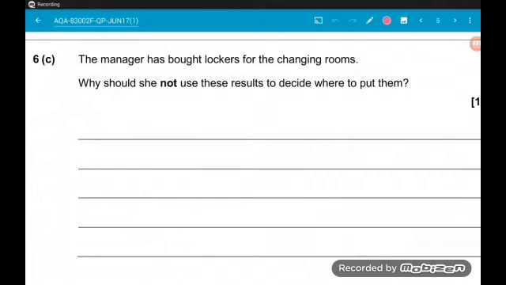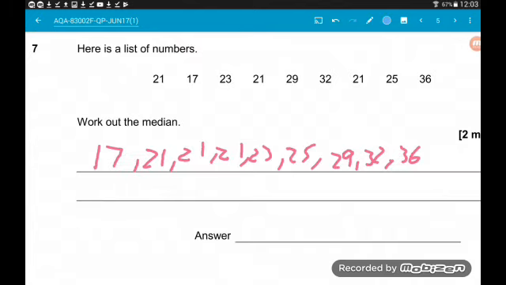Okay, then for part C, the manager has bought some lockers. We're asked why should he not use this information to decide where to put them. Well, the information was about 1 hour, so that's not a very representative scale of time, so it's not really a fair source of information to use. Maybe if he collected data over a week or a month, that would give him a much better indication of where he should put the lockers.